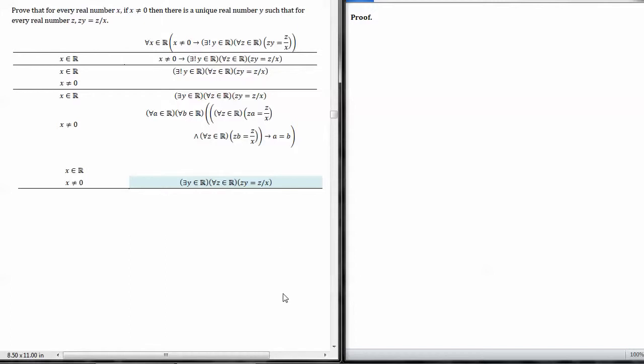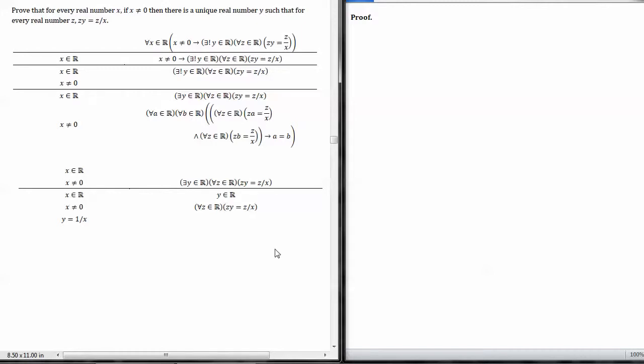First, we'll work on existence. And so to show that there exists y in R such that this works out, we should decide what we think y is. And we decided it was 1 over x. If you replace y by 1 over x here, you can also see that you get z over x on both sides. So that's my guess, y equals 1 over x, and I have to check that y is a real number and that the remainder of this statement is true, namely that for all z in R, zy equals z over x.